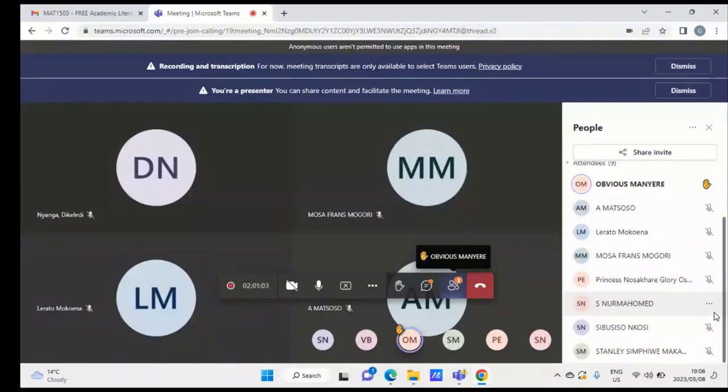Yes, I just got the answer. Okay, what did you get, my brother? First row, I got 1, 0, minus 2. The second row, I got 0, 1, 3. Thank you, brother. That's what I was looking for. Please tell them again. First row, 1, 0, minus 2. Second row, 0, 1, 3. Thank you.